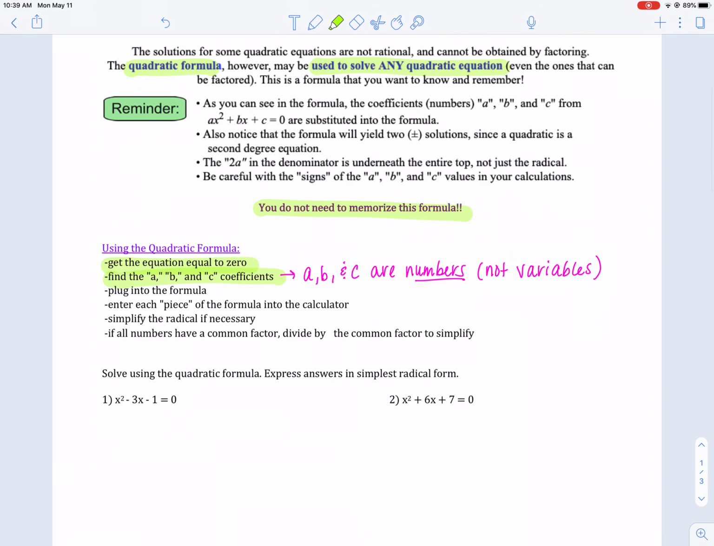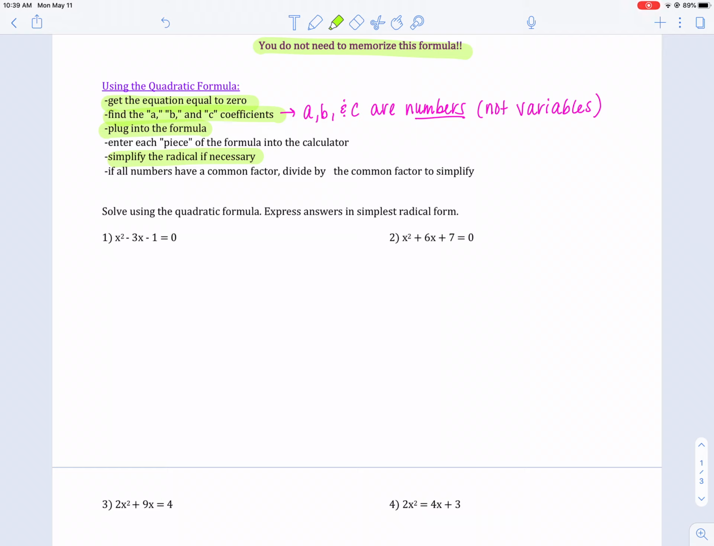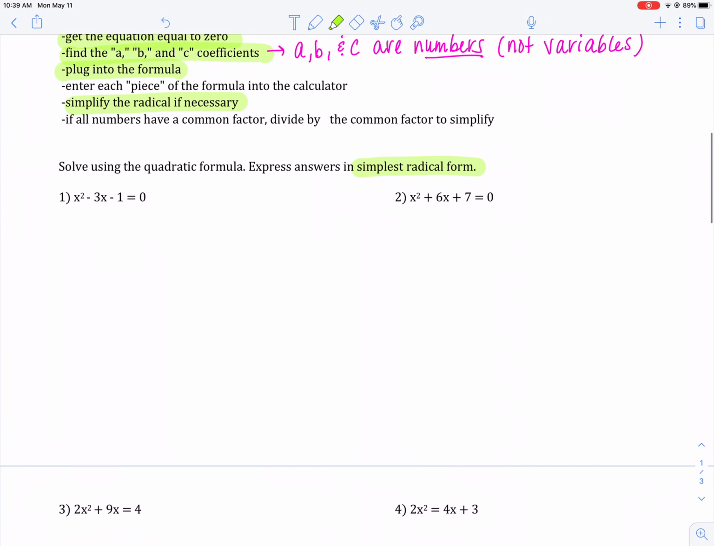Then you're going to plug into your formula. You're going to simplify each piece. I'm going to show you that. If it's simplest radical form, you have to simplify your radical. And then if the numbers all have a common factor, we're going to divide out, which we're going to talk about. In the first few problems, I'm going to ask you guys to do simplest radical form. I am going to explain that, but I'm going to take it one step at a time.